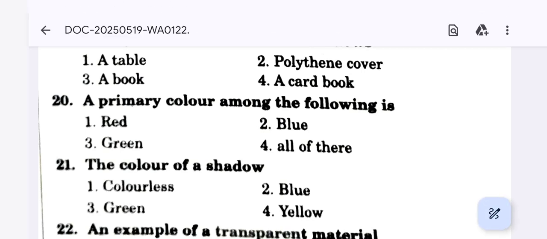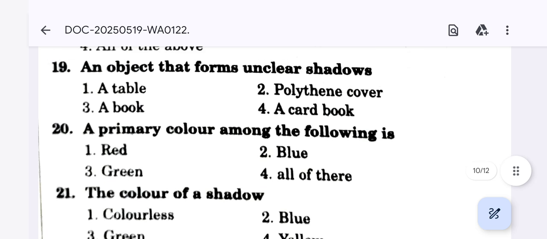Okay, and here comes the next question. An object that forms unclear shadows. So is it a table or a polythene cover, book, or a cardboard? So here the object which forms unclear shadows is polythene cover, because of its irregularity, like the shape, because of the air, because of the movement, it has some disturbance, so that a polythene cover may not give a clear shadow.